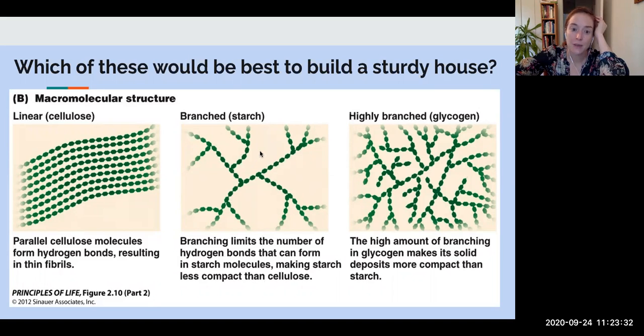When plants store energy, like when they have more glucose than they can use, they store it as starch. And you can see, unlike cellulose, starch has a branched structure. Mammals, humans, other animals that store their extra glucose, we don't store it as starch, we store it as glycogen, and that's even more branched than starch.